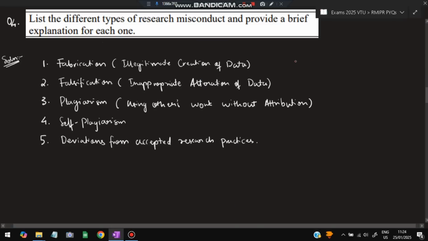The next question is: list the different types of research misconduct, explain what you mean by research misconduct, and provide a brief explanation for each one. Research misconduct means the way in which we are doing the research. If you are not doing it honestly, what will happen? We will get wrong results, right? And wrong results will not solve the problem.